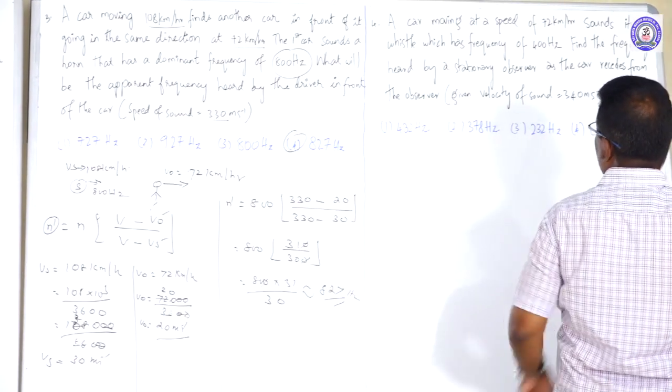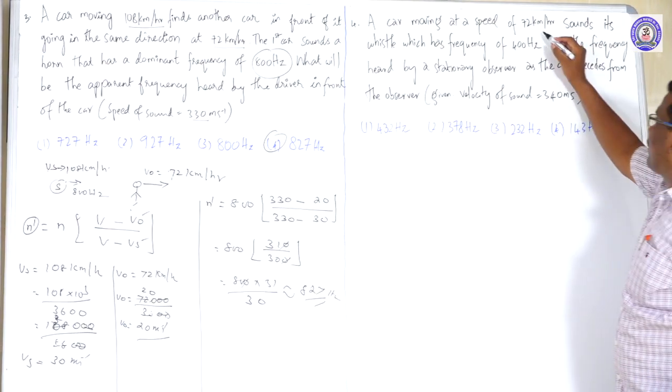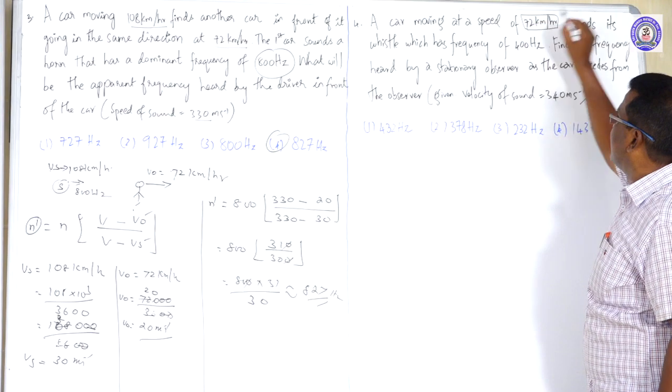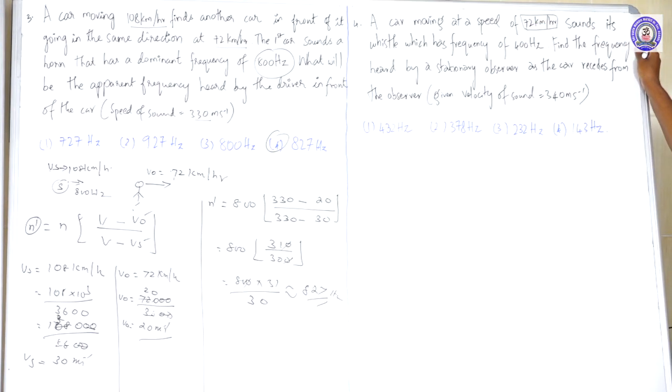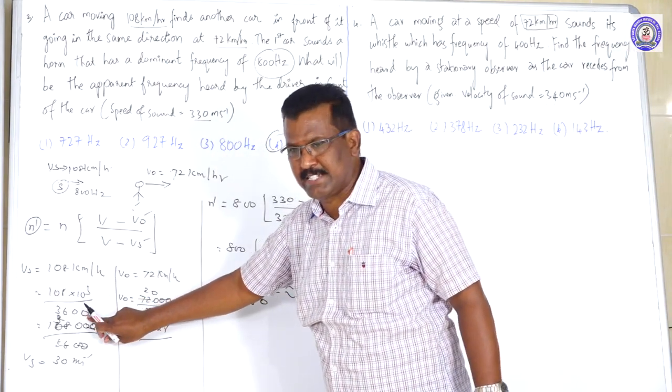Okay, let's move to the fourth one. A car moving at a speed of 72 km per hour. Whenever kilometer per hour comes in the velocity, convert it immediately to meters per second. 72 km per hour is equal to 20 meters per second, because 72 times 10 power 3 divided by 3600.